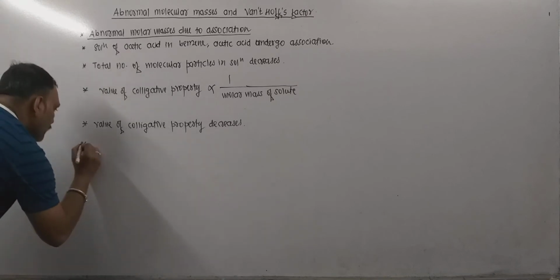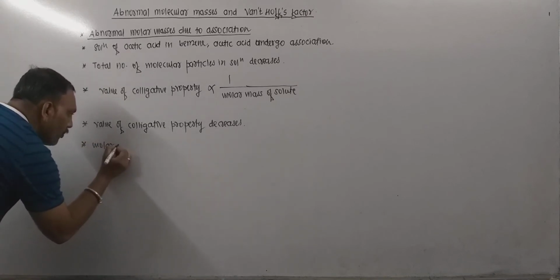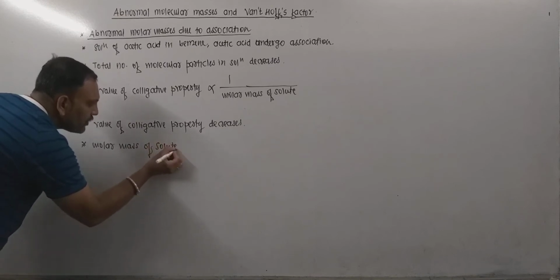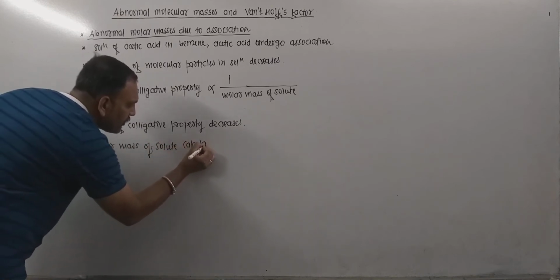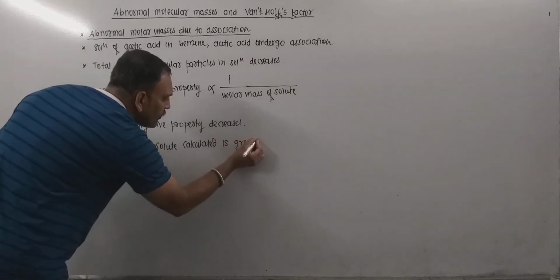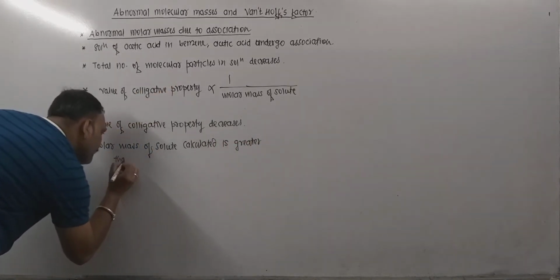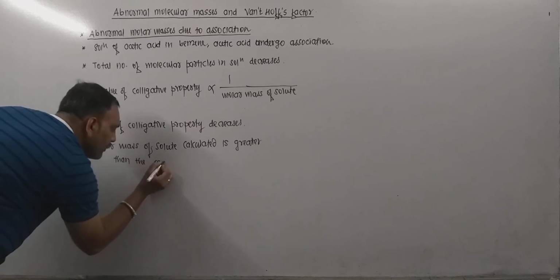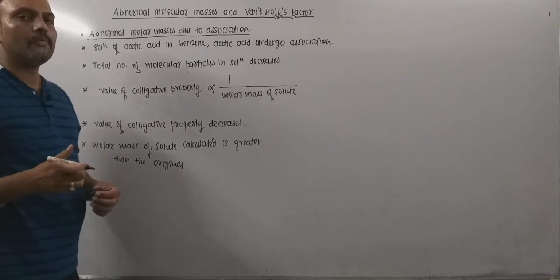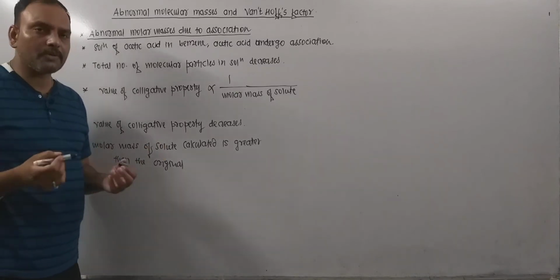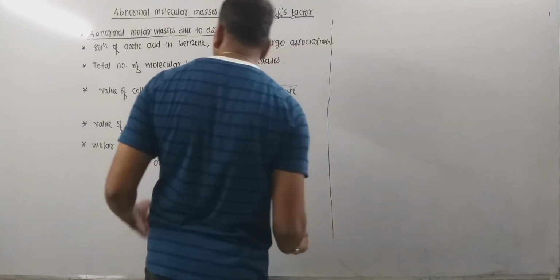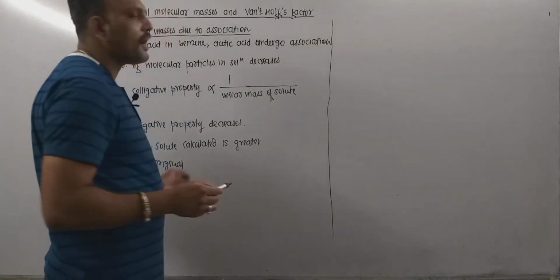So that is the problem. The molar mass of solute calculated is greater than the original. So this is the problem, and it should be sorted out for sure. This was the abnormality due to association.